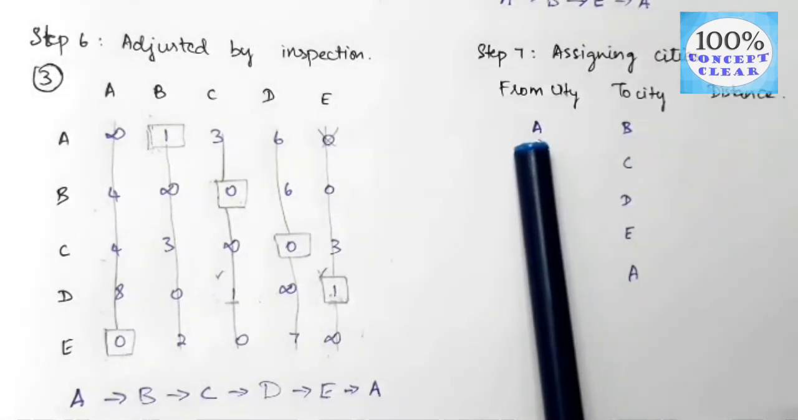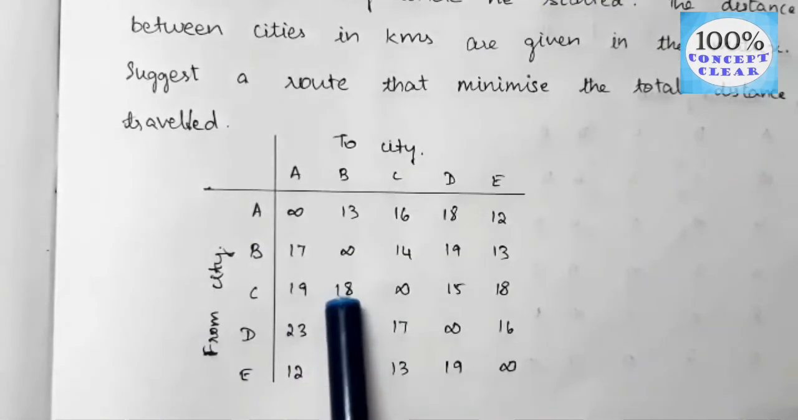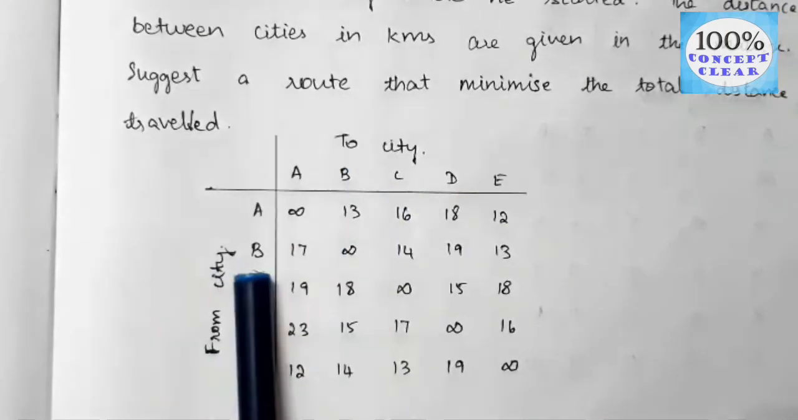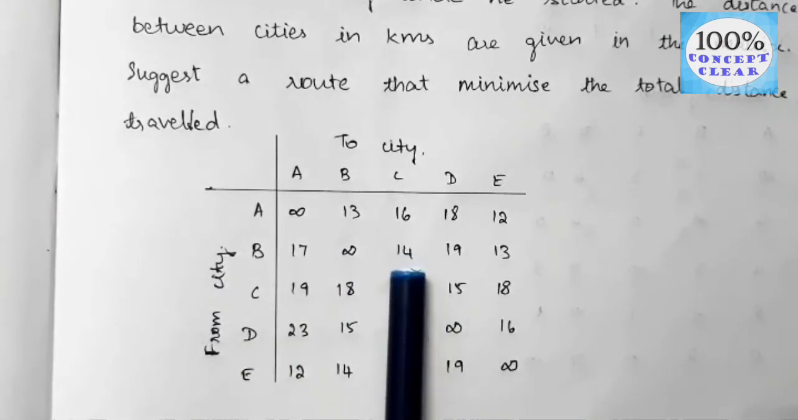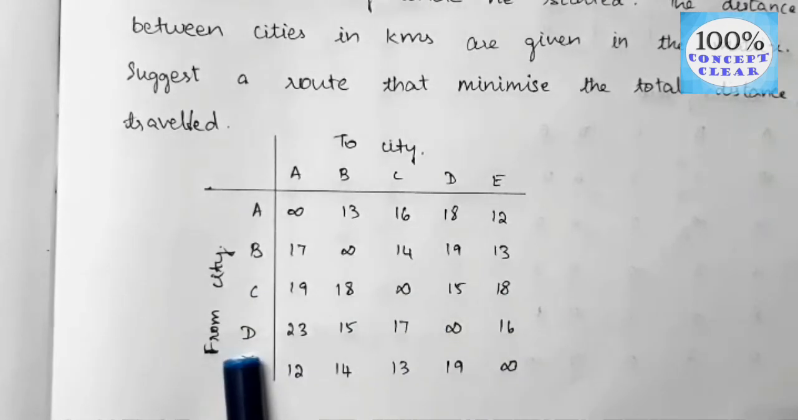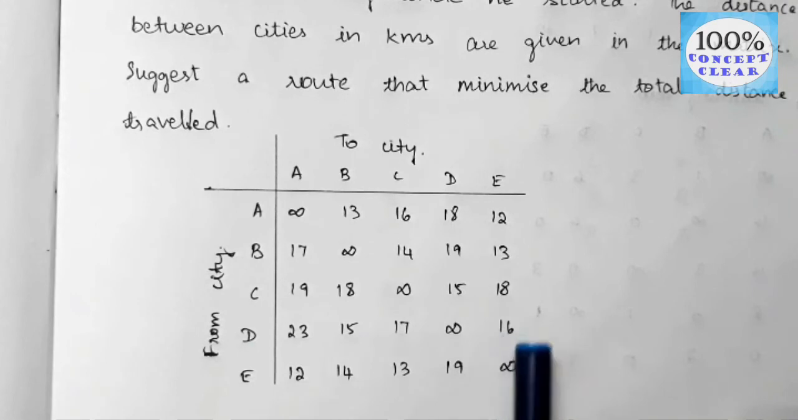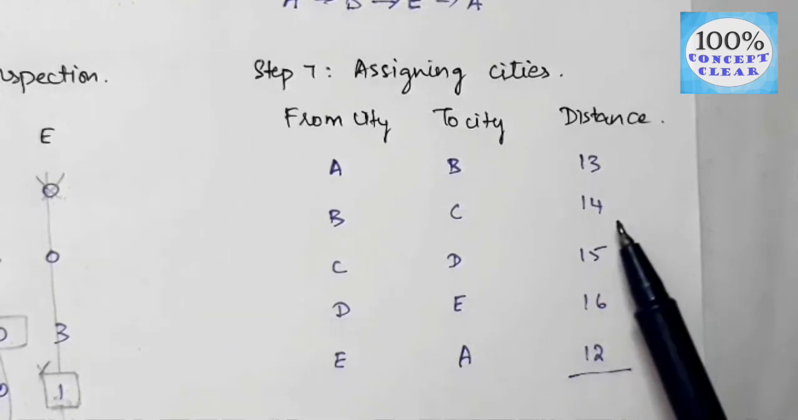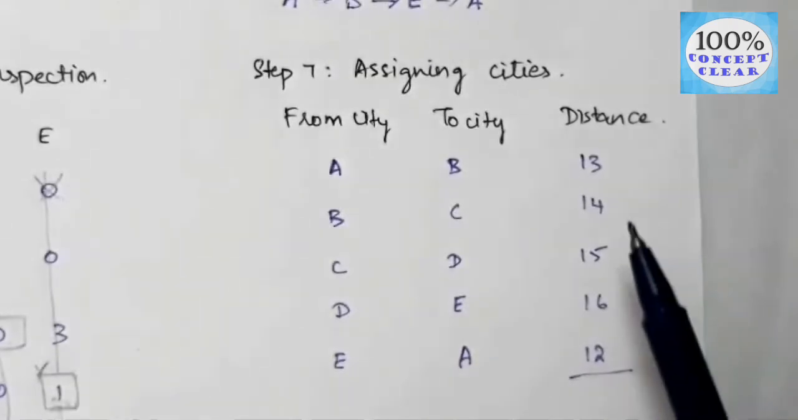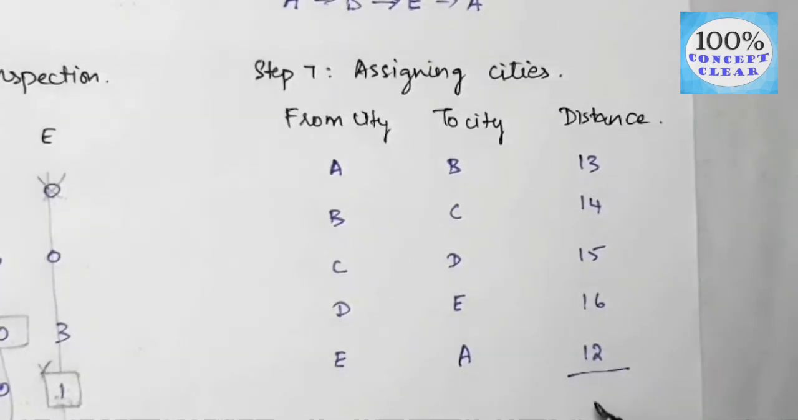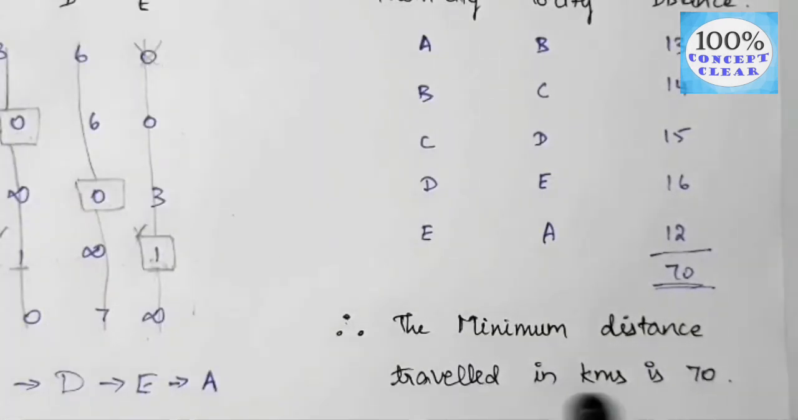Now we have to find the distances between these cities from the question. So we should compare A and B in the question. See here, from A city to B city the distance is 13. And from B city to C city the distance is 14 km. And from C city to D city the distance is 15 km. And from D city to E city the distance is 16 km. And from E city to A city the distance is 12 km. Now we have found the distances between these cities from the question. So now we have to add these 13 plus 14 plus 15 plus 16 plus 12. The total of these is 70. Therefore, the minimum distance travelled in kilometers is 70.